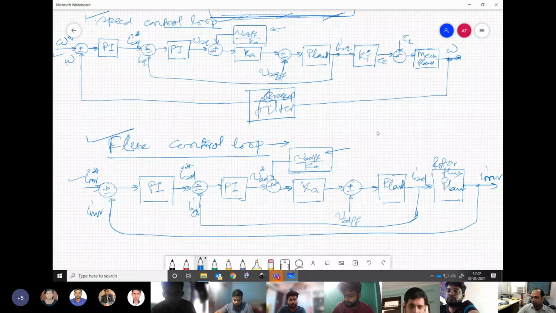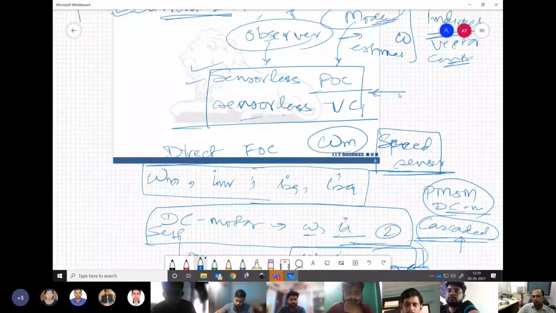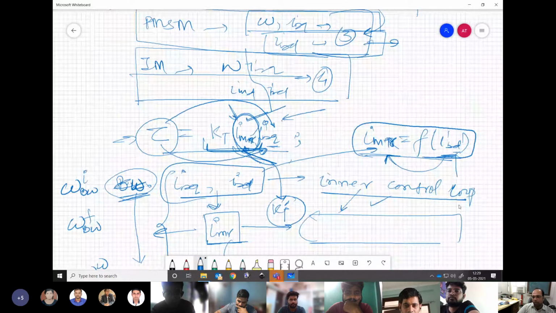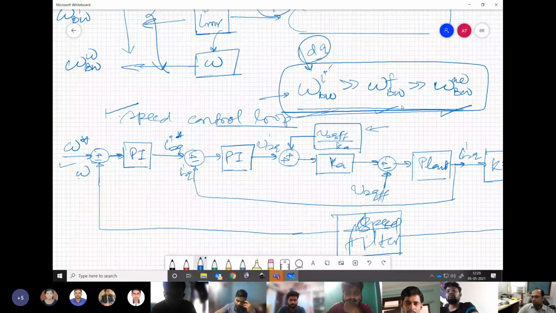Again, I go back to what I wrote earlier. When I say bandwidth of current, it is the bandwidth of both the D axis and Q axis currents. Did I say D or Q over here? This is for both D and Q currents. And then we have the bandwidth for flux, then we have the bandwidth for omega. Understanding my point? Yes, sir.